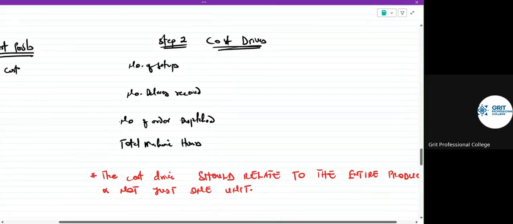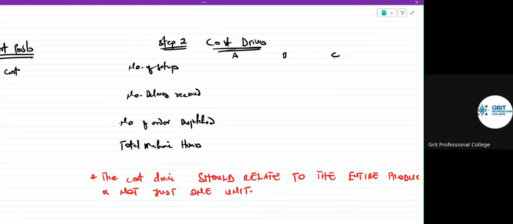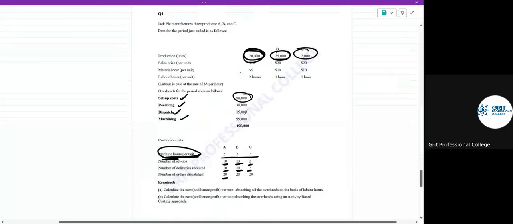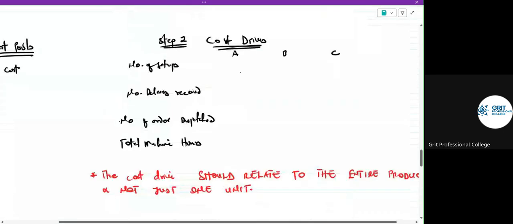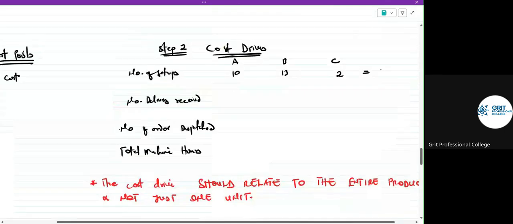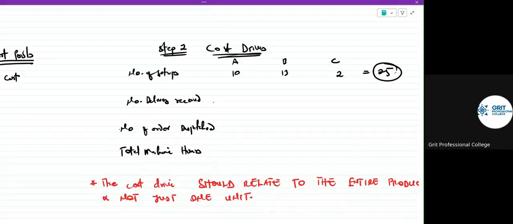Okay, the total machine hours. All right. So for the setups, let me write the info here. So ABC, right? Setups is 10, 13, and 2, giving us a total of, I believe, 25. So 25 setups for everybody.